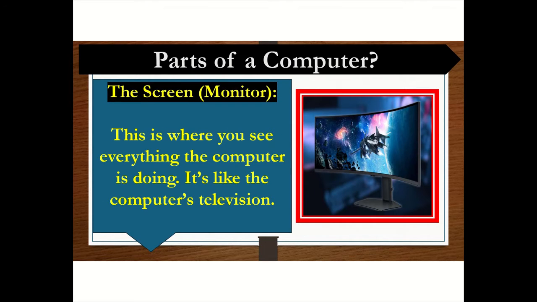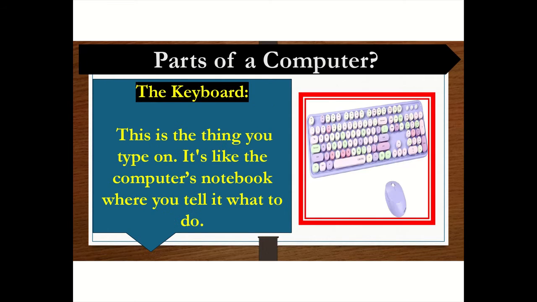Parts of a computer: the screen, monitor. This is where you see everything the computer is doing. It's like the computer's television. Parts of a computer: the keyboard. This is the thing you type on. It's like the computer's notebook where you tell it what to do.